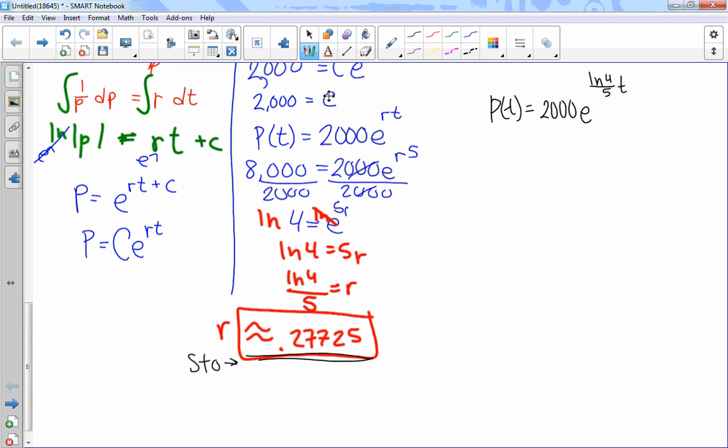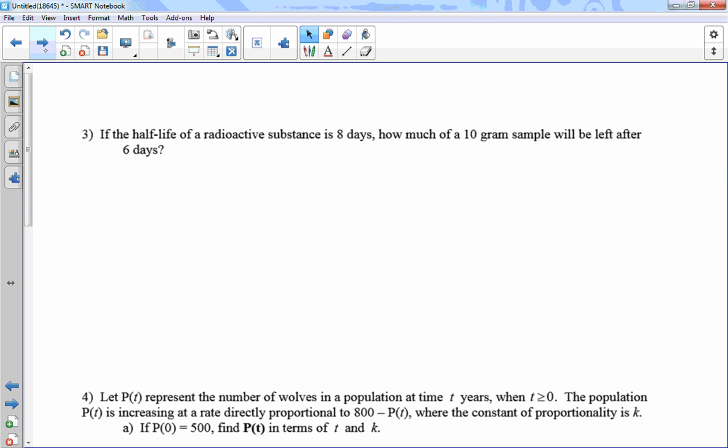If the half-life of a radioactive substance is 8 days, how much of a 10-gram sample will be left after 6 days? So, in the fifth grade, would you work that one out? If the half-life of a radioactive substance is 8 days, how much of a 10-gram sample will be left after 6 days?